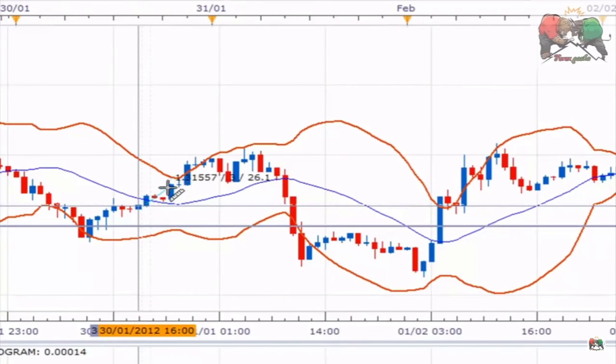You can see as this thing moves up, let's see our position somewhere here, about 60 pips.